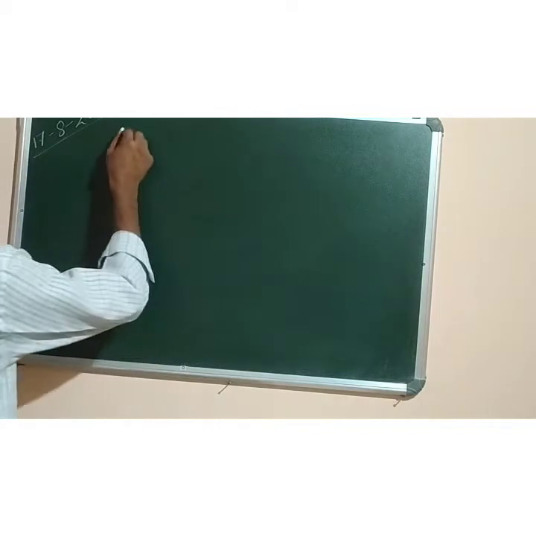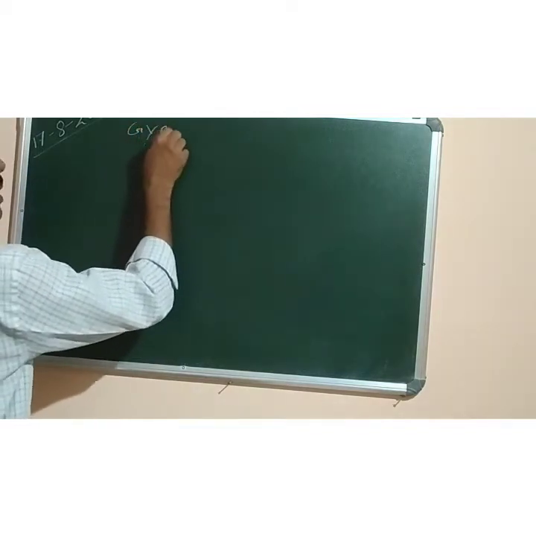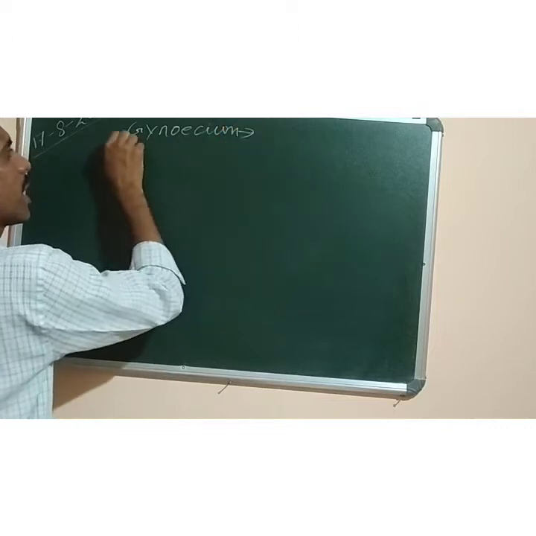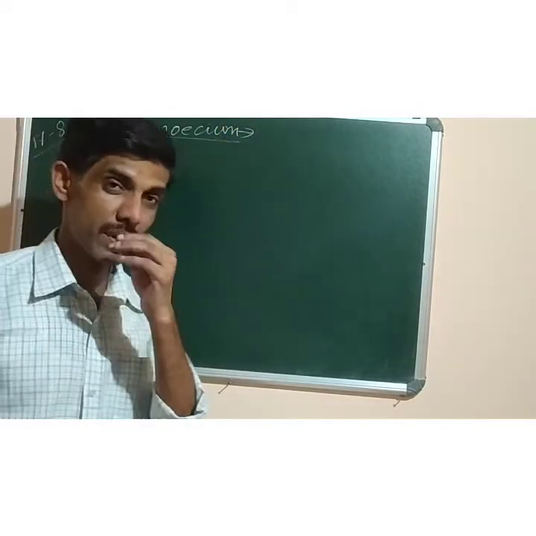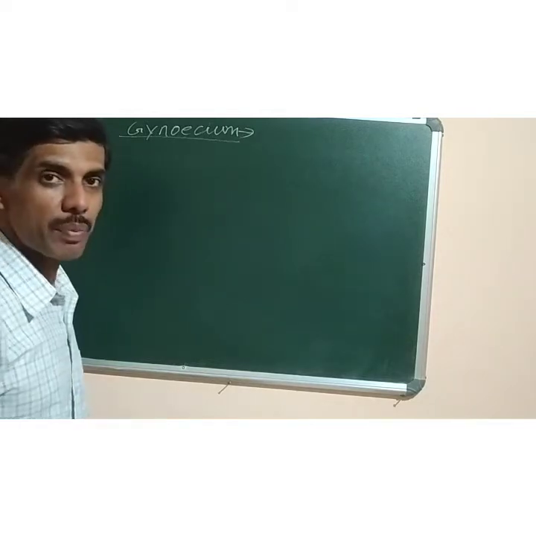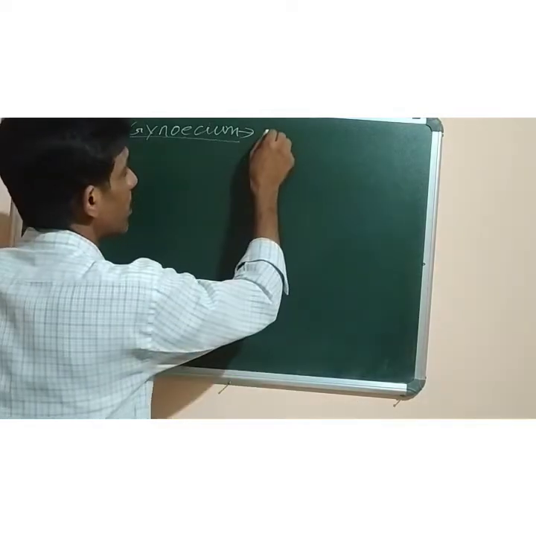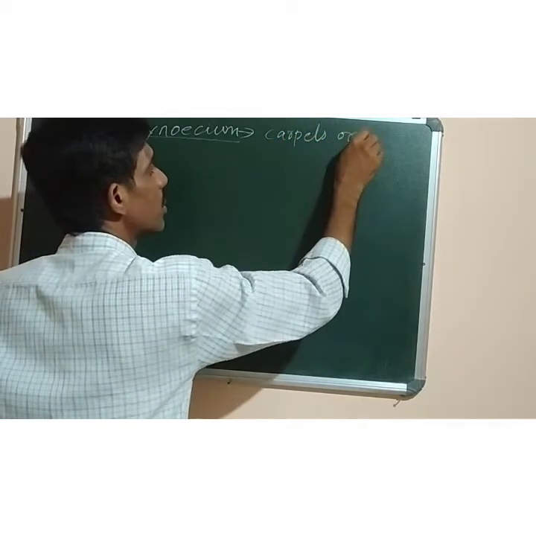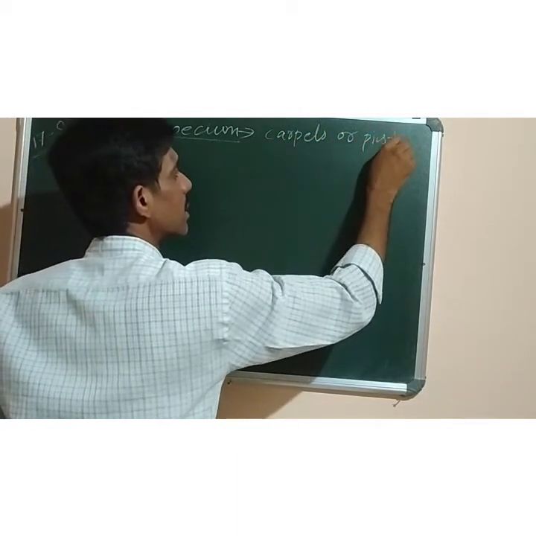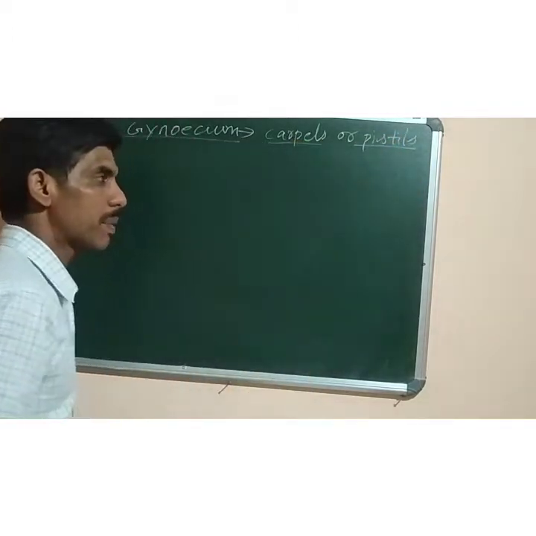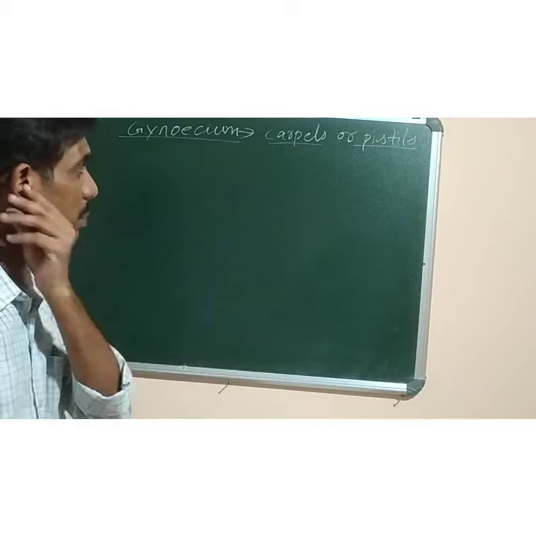Okay. Now next we have to study the 4th whorl of the flower, that is gynoecium or the female part of the flower. Gynoecium is the central part of the flower, and it is made up of many smaller parts which are called carpels or also known as pistils.